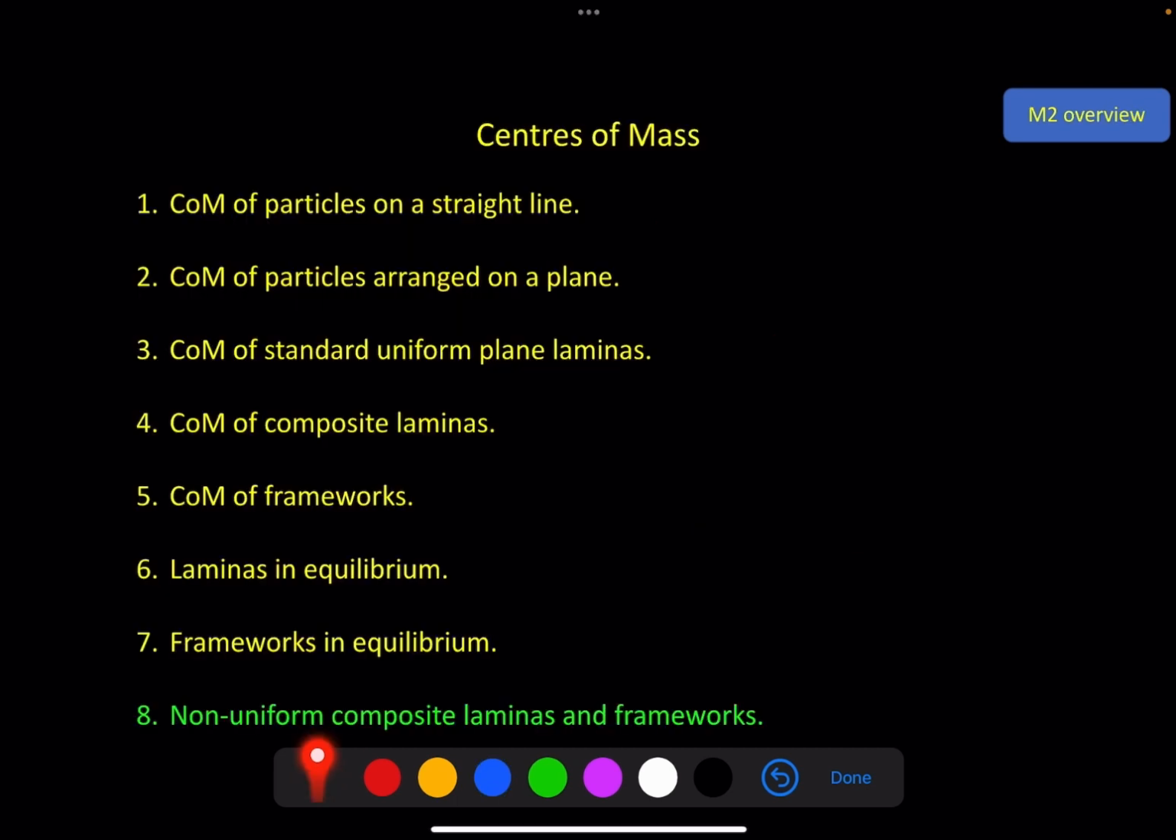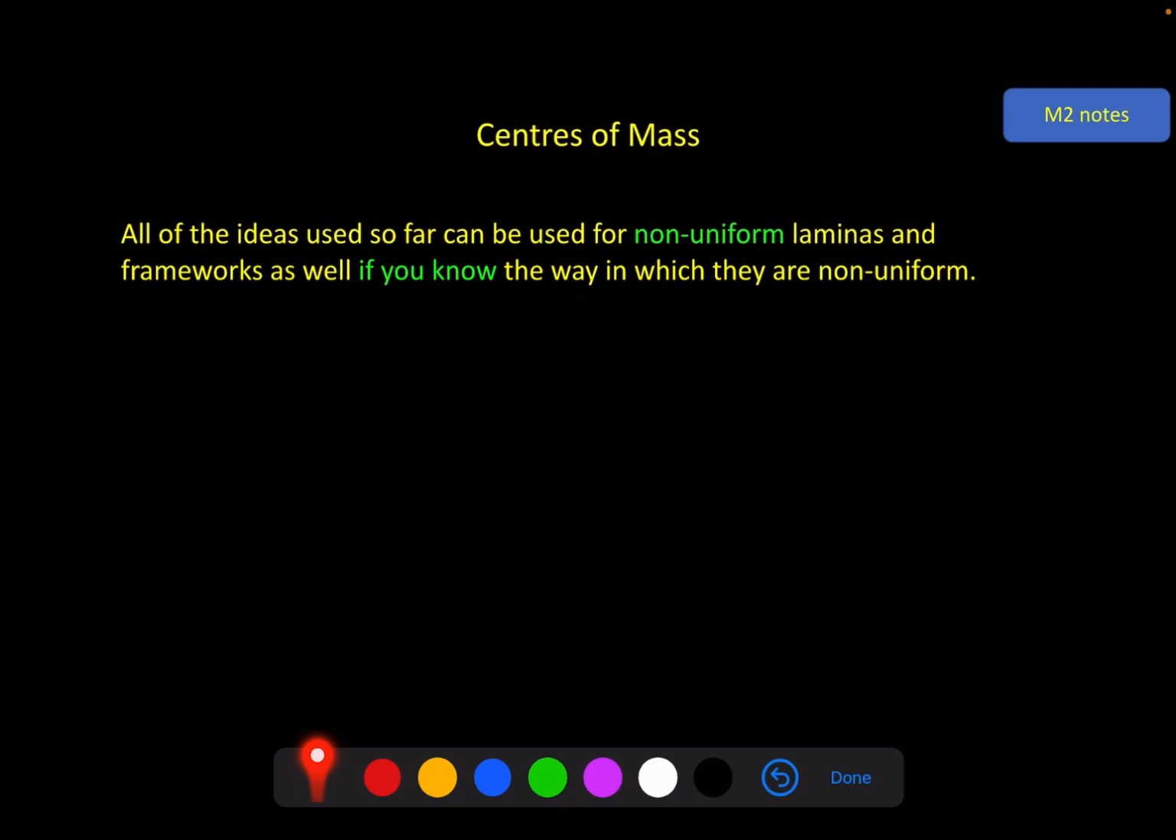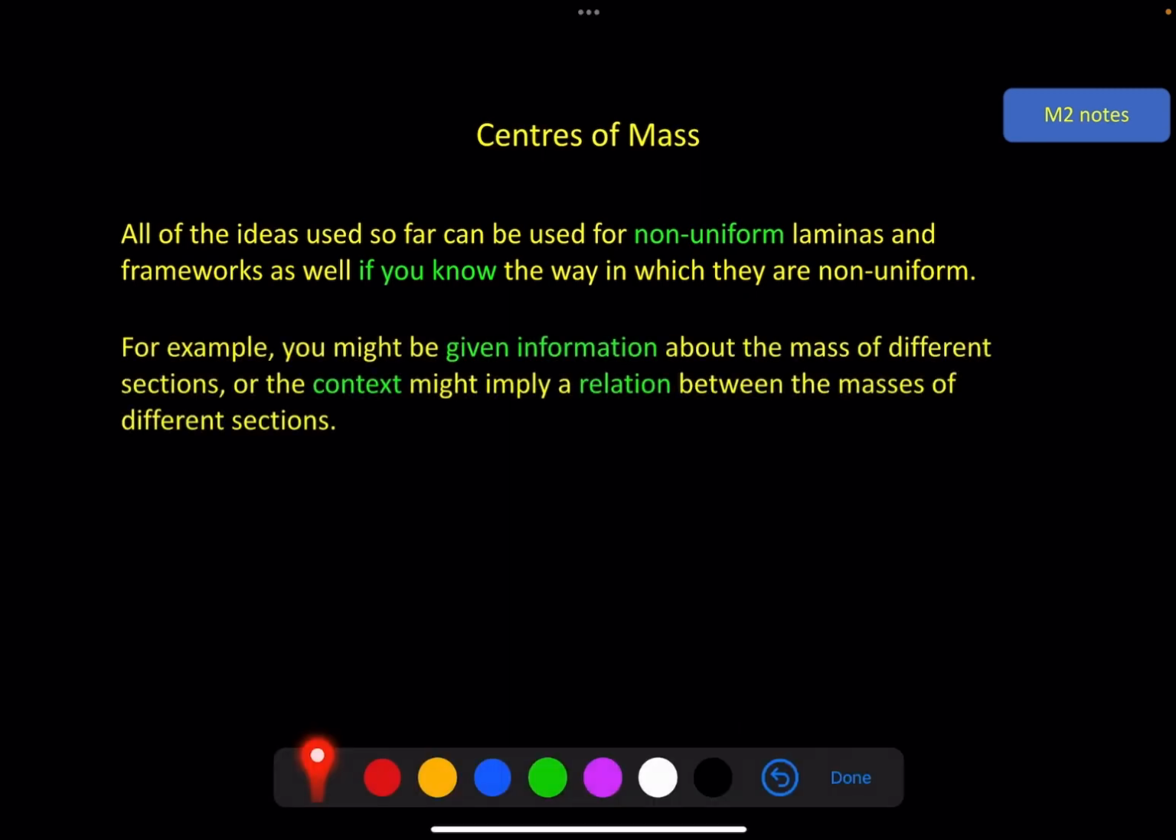In this video, we're just going to extend these ideas a little bit to look at non-uniform composite laminars and frameworks. So all of these ideas so far can be used for non-uniform laminars and frameworks if you know the way in which they are non-uniform. So if it's just declared to be non-uniform, that's very difficult. You need to know the way in which it is non-uniform. For example, you might be given information about the masses of different sections.